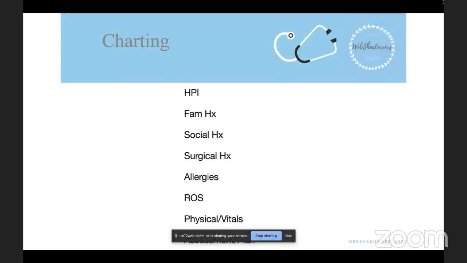Charting. I have a few more. Let me hurry because I'm at 6:53 already. HPI, family history, social history, surgical history, allergies, review of systems, physical vitals, assessment and plan.